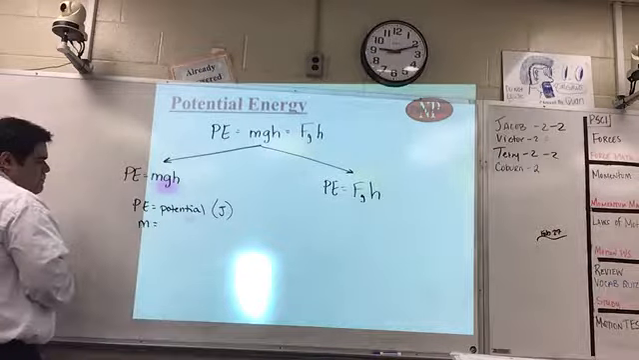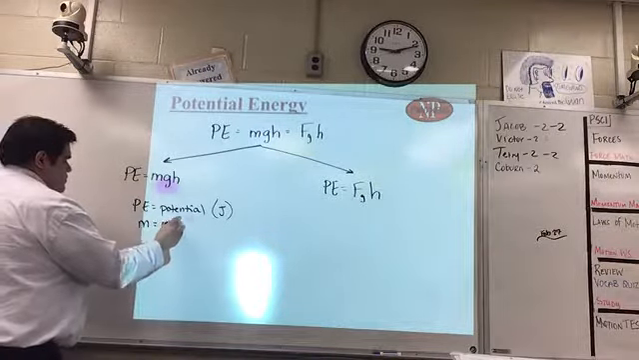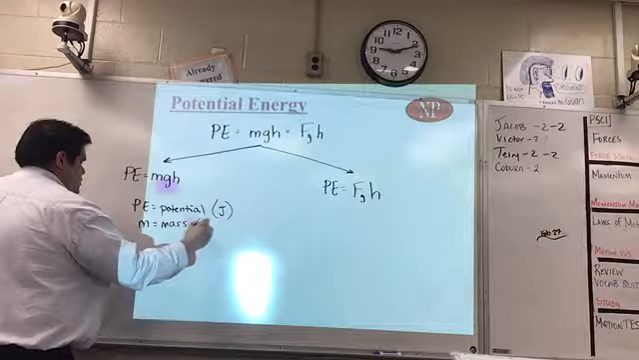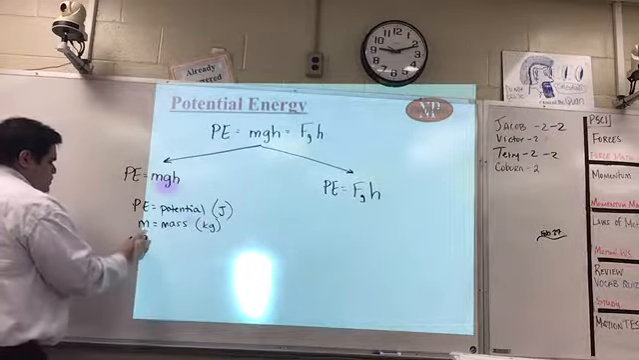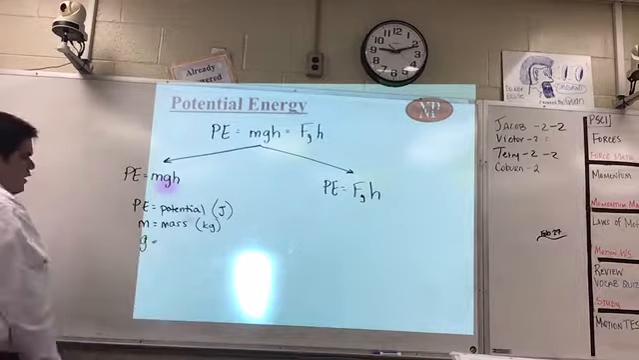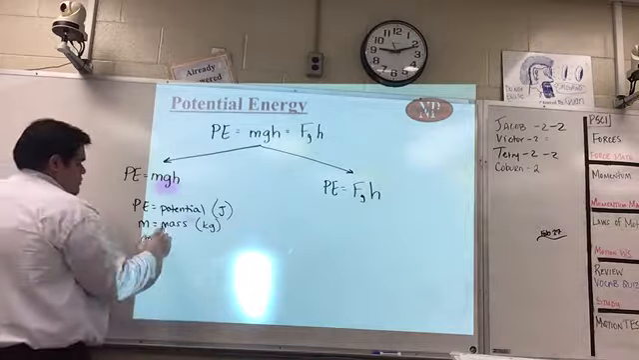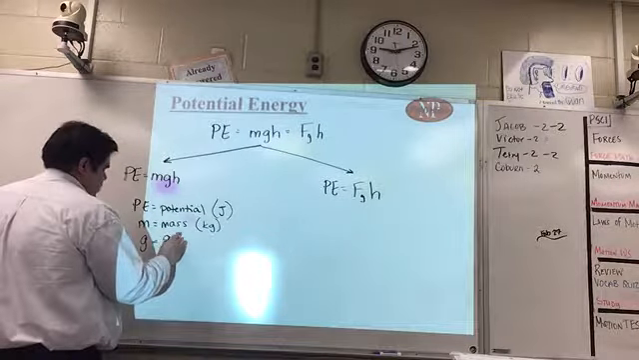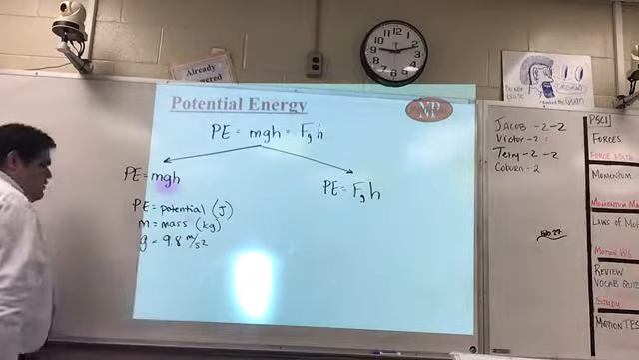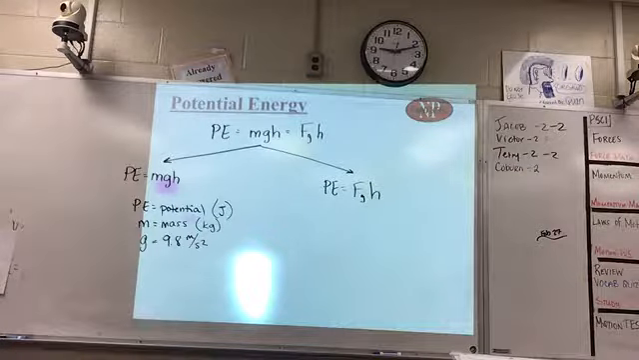m stands for what? Mass. Mass is measured in kilograms. g stands for what? Acceleration due to gravity, right? And that's always going to be what? 9.8 meters per second squared. I'm not even going to write the name. I'm just going to put 9.8. Because some of you on that test the other day, I don't know, you just put 0. You put 0, like as if you didn't know the 9.8 was on the sheet. It's on the sheet.